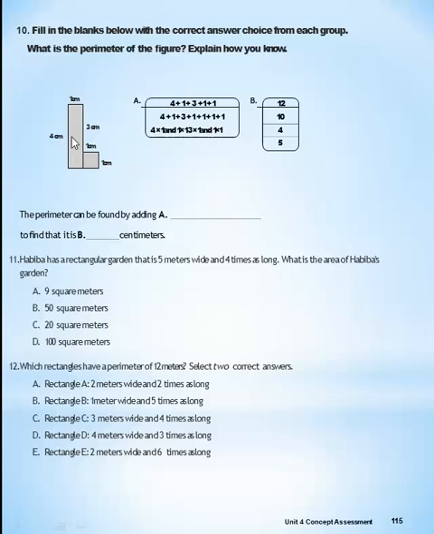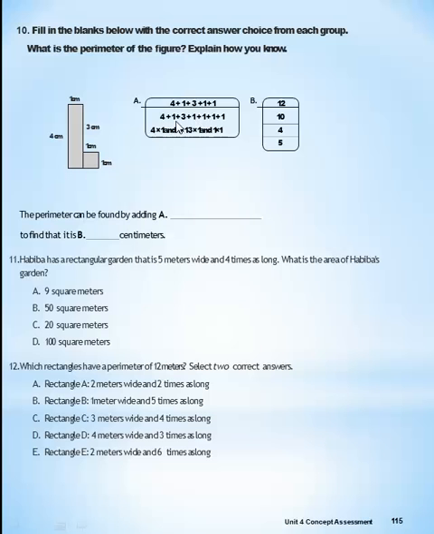4 plus 1 plus 3. How many ones here? Okay, let's count how many ones to make it right. Okay, 4 plus 1 plus 3 plus 1 plus 1 plus 1 plus 1. We have 1, 2, 3, 4, 5. 5 ones. We have 5 ones.